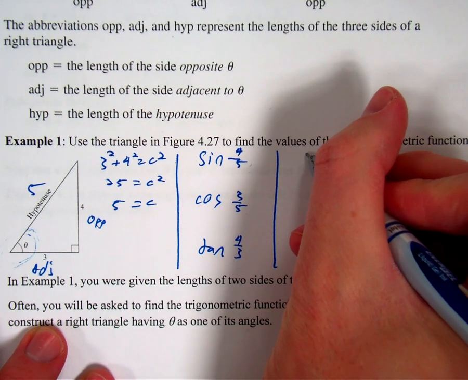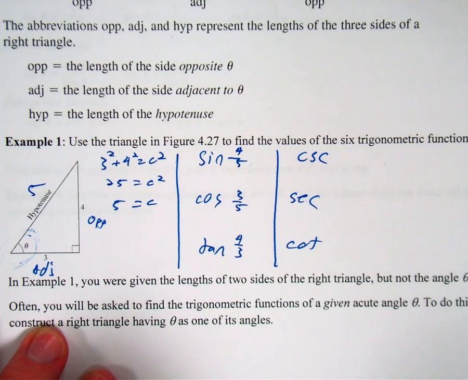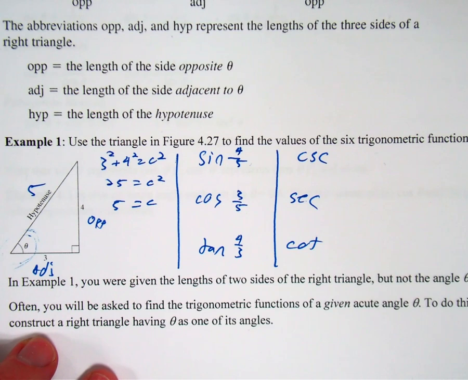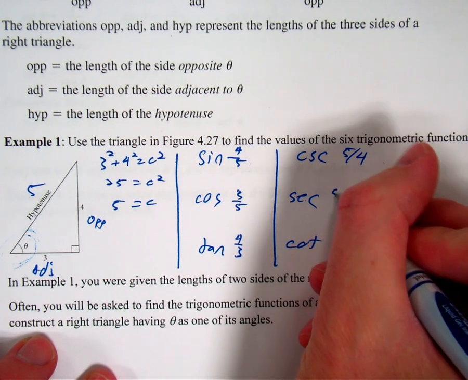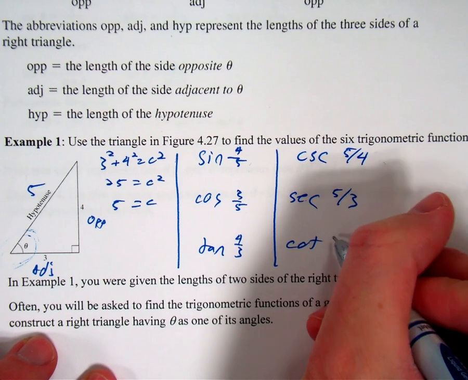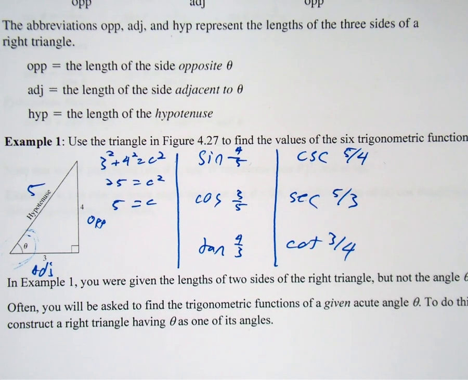Okay, their partner functions are just going to be flipped. So we're going to have 5/4, 5/3, and 3/4. Alright, piece of cake. Onward.